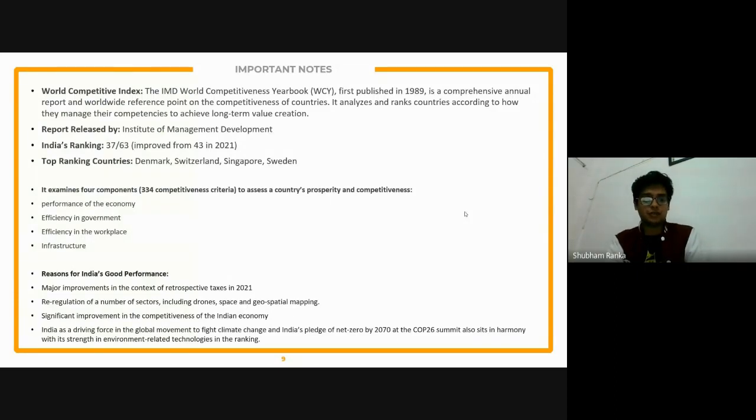Third would be significant improvement in the competitiveness of the Indian economy. We know India is opening up its economy. It's inviting foreign investments also, and doing a lot of things for businesses, and for small and medium businesses here. So that is the reason our ranking is rising.